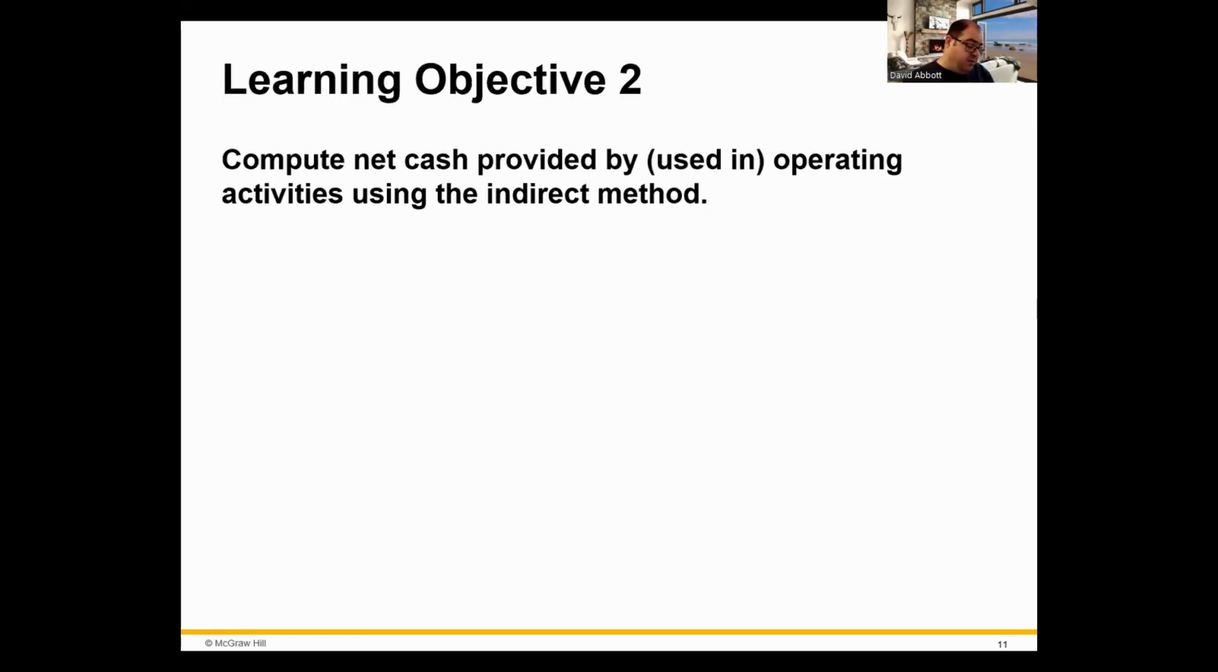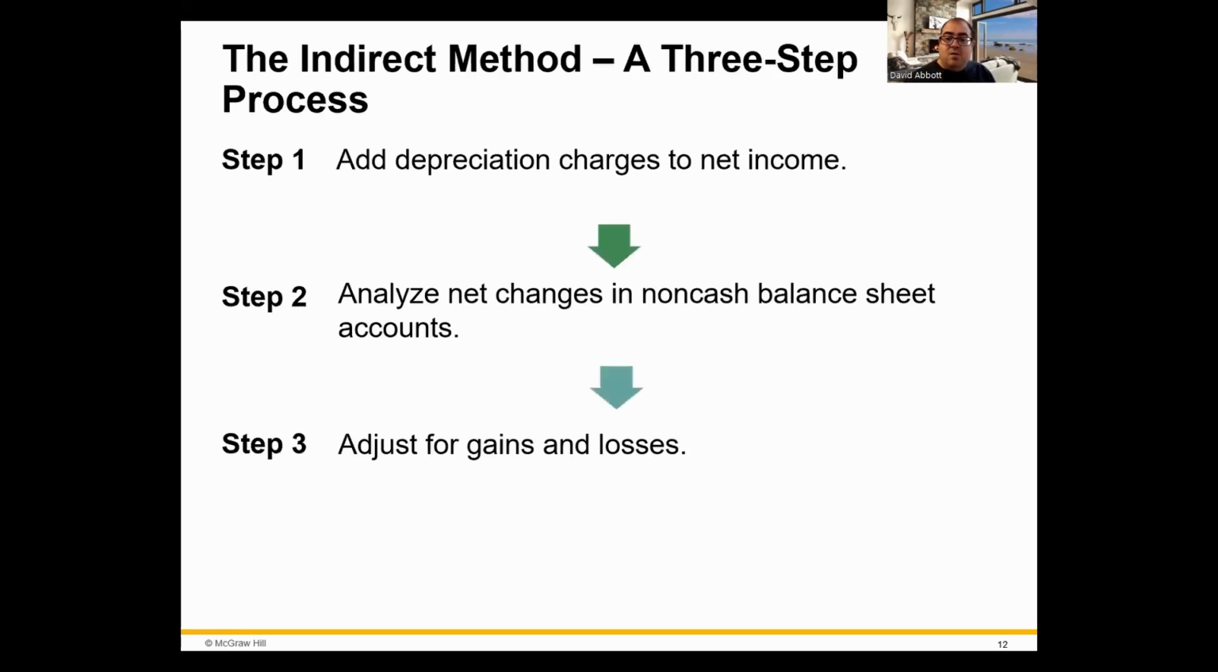Okay, learning objective 2. Compute net cash provided or used in operating activities using the indirect method. So key concept number 3. The indirect method adjusts net income to net cash provided by operating activities using a 3-step process that we see here. The first step is that we need to add depreciation charges to net income. The second step is that we would analyze net changes in non-cash balance sheet accounts. The third step is we would adjust for gains and losses.